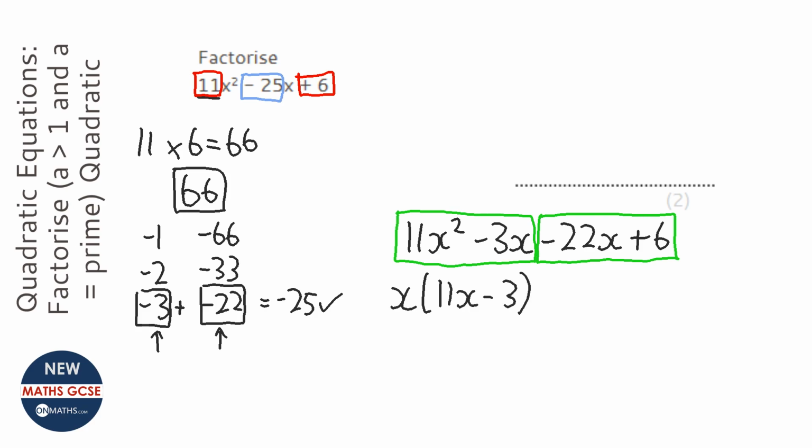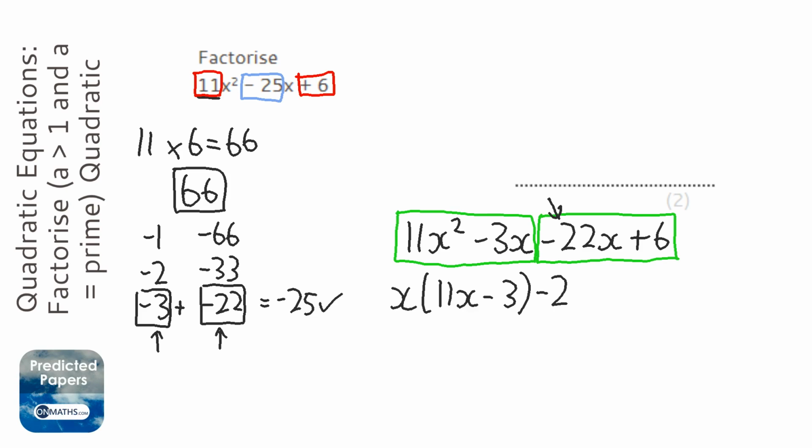Now this second bracket, any negatives you need to divide out. So if there's a negative here, which there is, I need that on the outside of the bracket. So the number I'm dividing out needs to be negative. Now let's have a think. 6 and 22. Well, they're both in the 3 times table, are they? No. They're both in the 2 times table. So let's have a look.